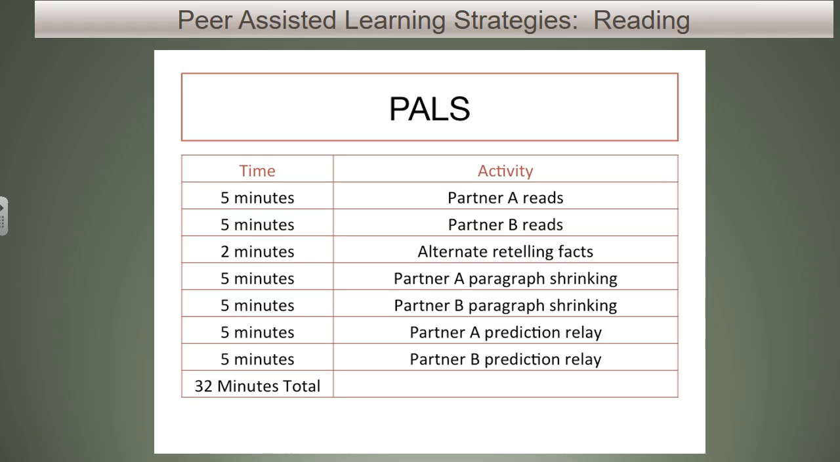Paragraph shrinking was previously unfamiliar to me before I had implemented the PALS strategy. And it's simply just reading a piece of the text and summarizing, reading and summarizing. Prediction relay is not all that different from paragraph shrinking. It simply adds the element of prediction. You read a small bit, you summarize, you make a prediction, read more, summarize, make a new prediction.